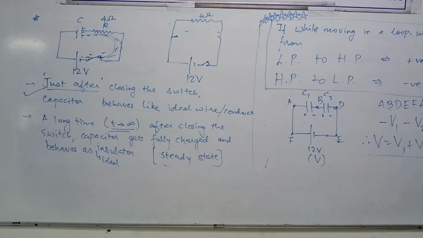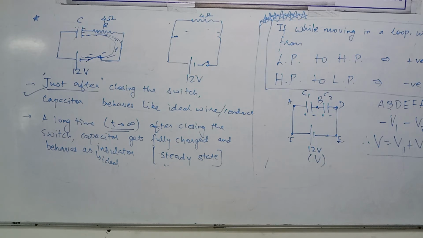So let's go to question 6. In the adjoining diagram, assuming the battery is ideal, condenser C, condenser means capacitor, will be charged to voltage or potential V only if which of these?